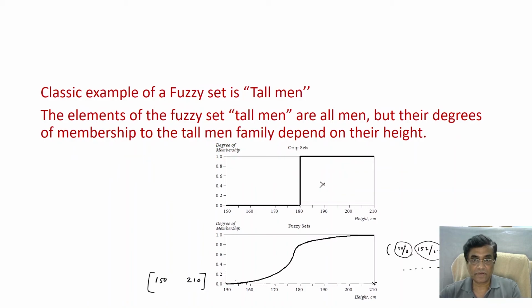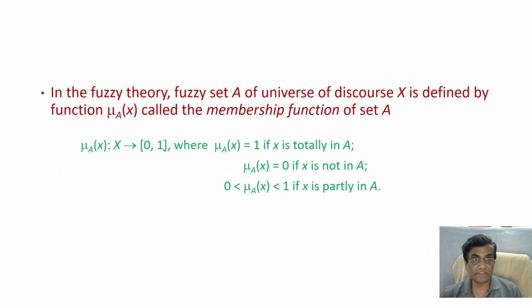Okay, so either this element belongs to the class tall or it does not. If this is the class of tall, then for all these values the membership value will be 0. On the other hand, from here onward the membership value will be 1. So 0 and 1, 0 and 1. But here, you see, it's a continuum, more realistic. So in this way, you can create a fuzzy set, which is defined here.